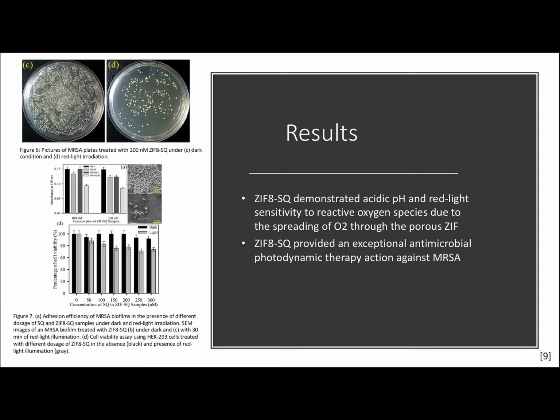Upon review, it also demonstrated that ZIF-8 scoring provided an unparalleled antimicrobial photodynamic therapy action against MRSA and led to a complete loss of adherence of bacterial films, keeping human cells unaffected, allowing a great promise of effective treatment of MRSA and other antibiotic-resistant microbes in clinical models.